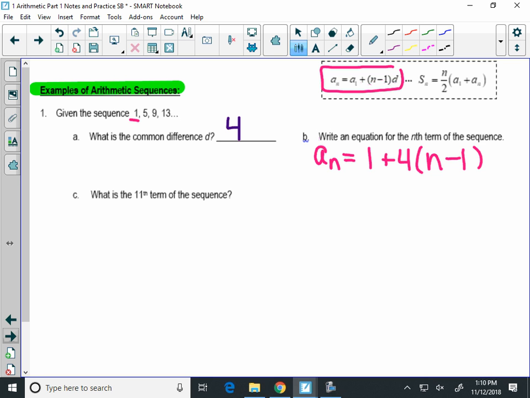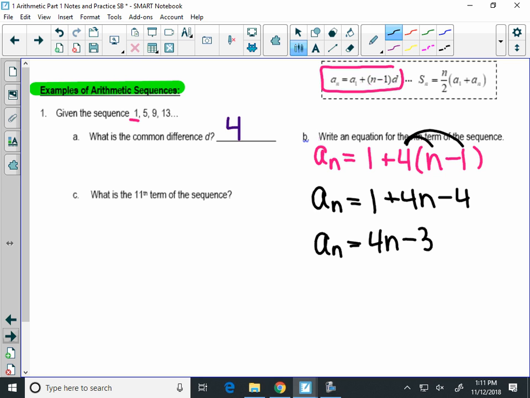This is totally fine, but we actually would like you to simplify that formula, which just means get rid of the parentheses. So we're going to make sure we distribute the 4, collect the like terms, so we have a simplified formula. So we'll have a sub n equals 1 plus 4n minus 4. And then what do you get when you collect those like terms? A sub n equals what? 4n minus 3. Yep, 4n minus 3. That is our a sub n formula. That is the sequence formula for this pattern.